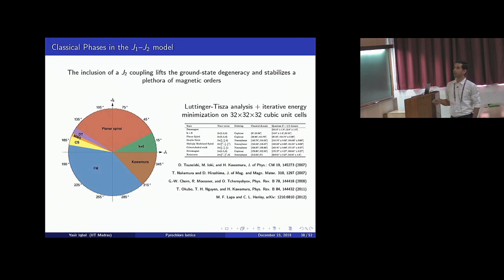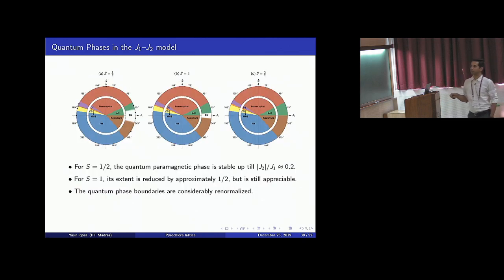If you include J2, you get another plethora of very complicated magnetic orders classically, which we also characterize. Some of it has been looked at in earlier papers. The most important result we found was that this non-magnetic phase for the nearest neighbor model extends and survives even into the inclusion of a finite J2 coupling.